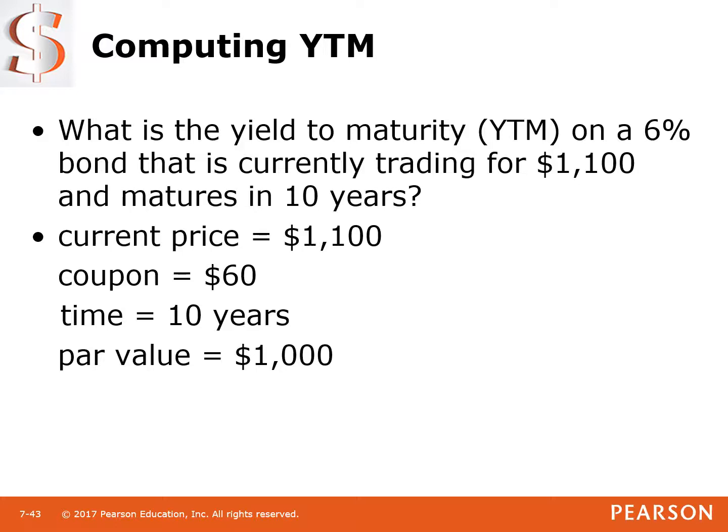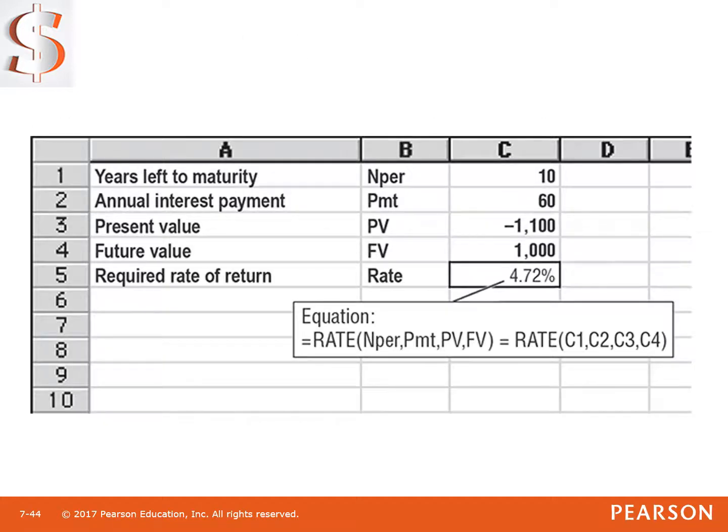There we go. I'm getting 5 point, and that's a little bit more. Oh, sorry about that, guys. I put 1,100 in my future value instead of 1,000. Let me solve again. And there you go, 4.72%. So there is the calculation within Excel if you prefer using Excel.